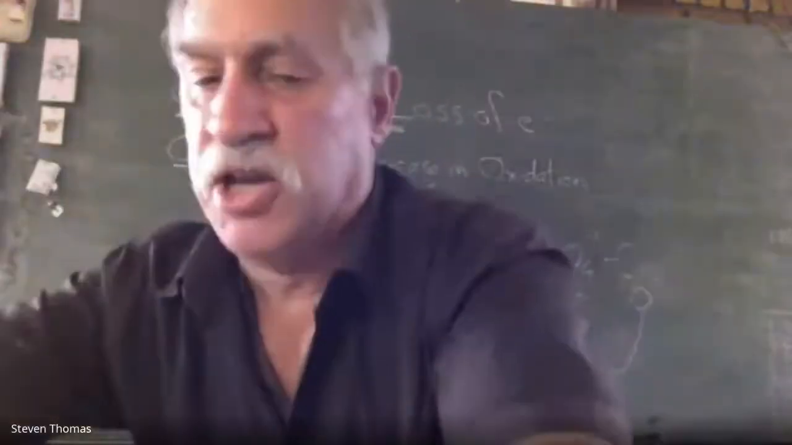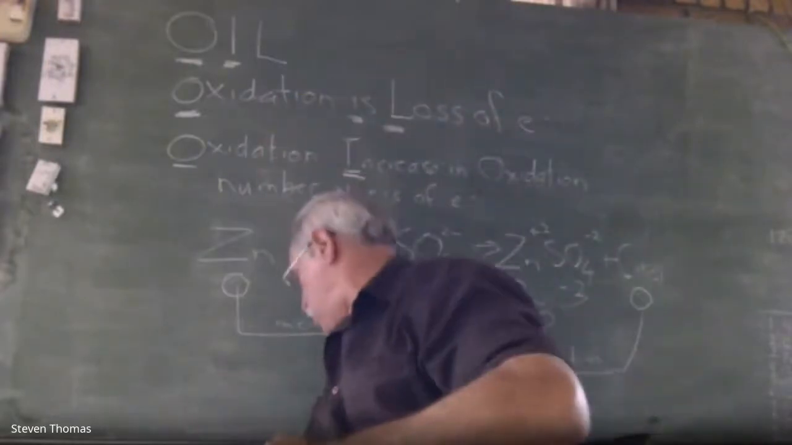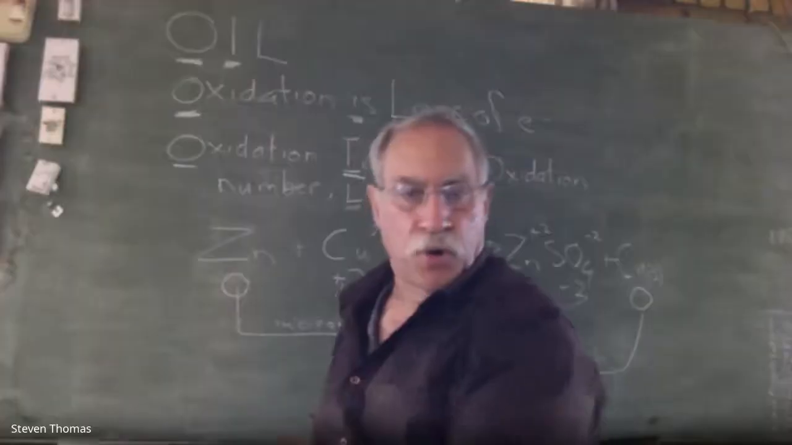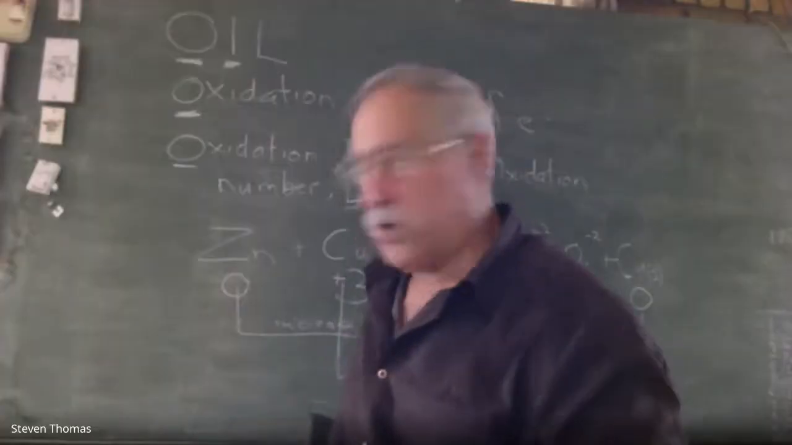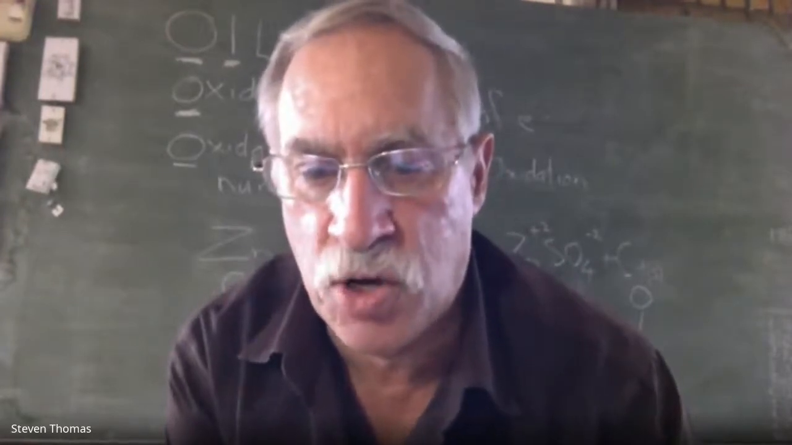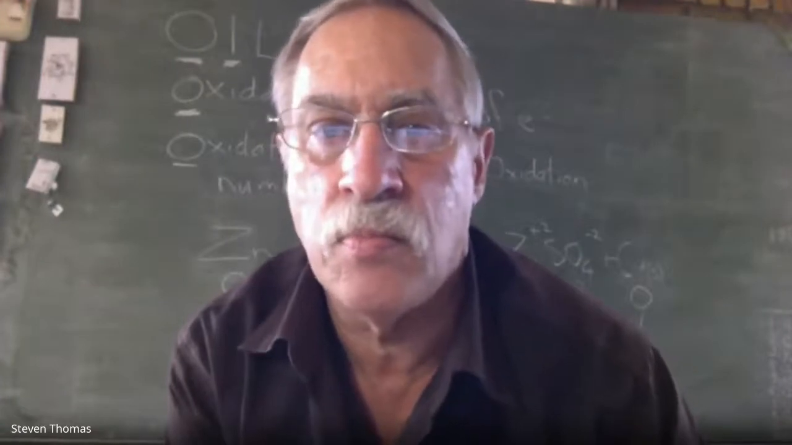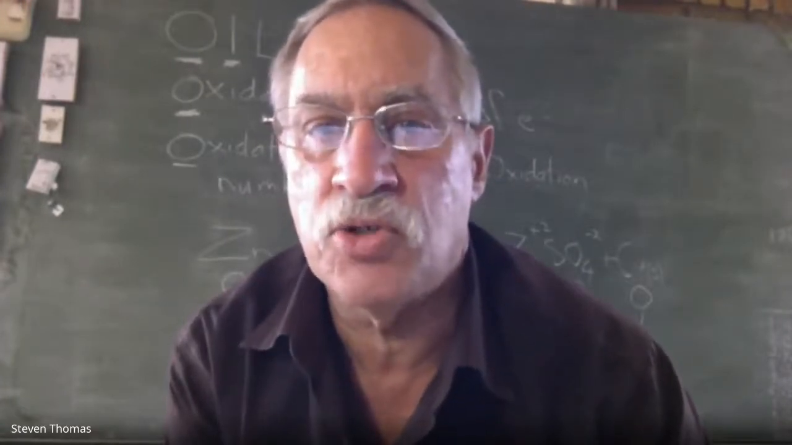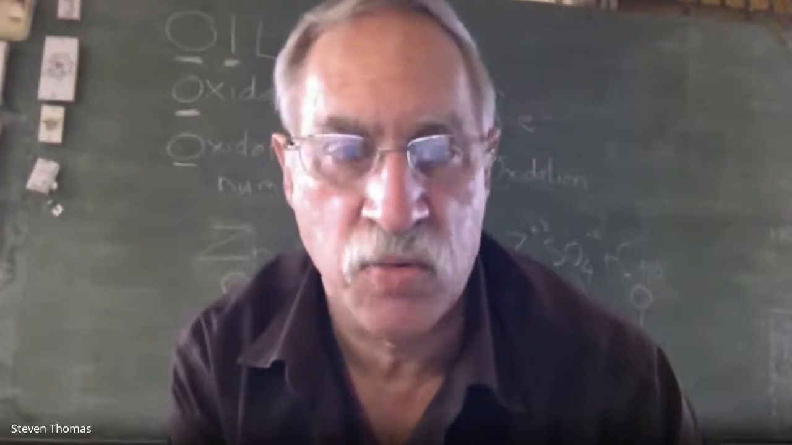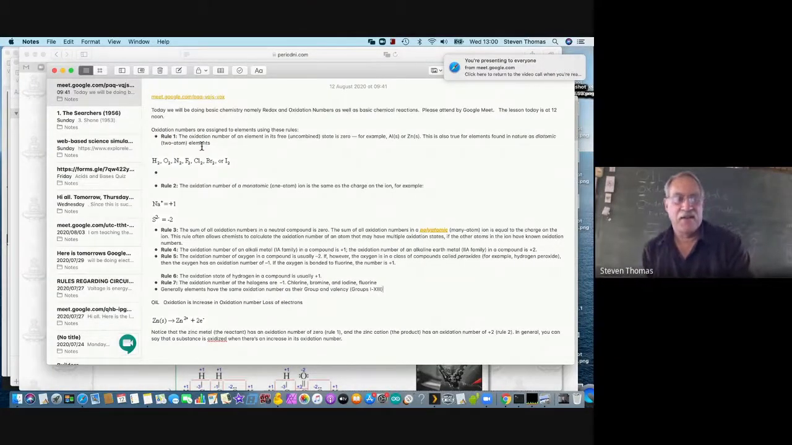Okay, so I'm going to give you the rules. They're in your textbook on page 343, page 343. But I'm going to show you on a website. Here are the rules for oxidation numbers. Now, I'm not going to show you on a website. I'm going to show you on here. Okay, I hope you can see this.